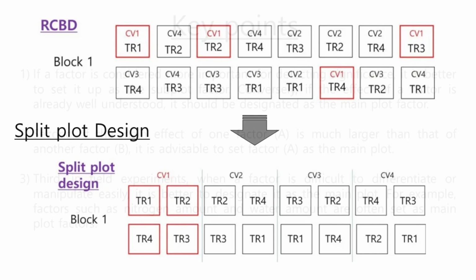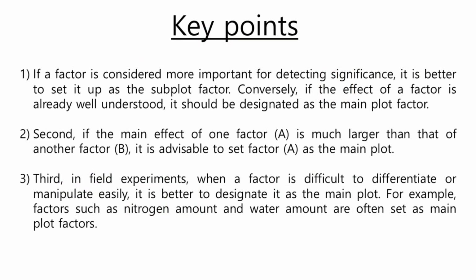The key points are as follows. First, if a factor is considered more important for detecting significance, it is better to set it up as the subplot factor. Conversely, if the effect of a factor is already well understood, it should be designated as the main plot factor. Second, if the main effect of one factor is much larger than that of another factor, B, it is advisable to set factor A as the main plot.